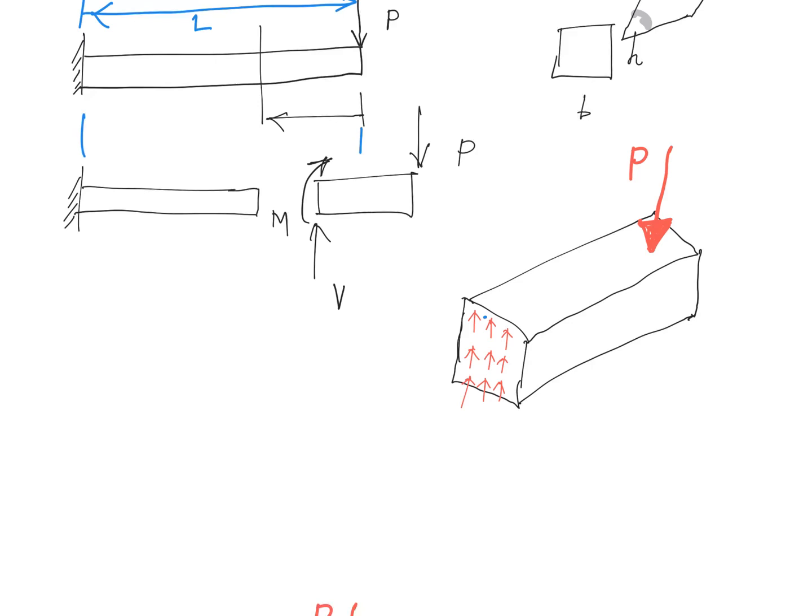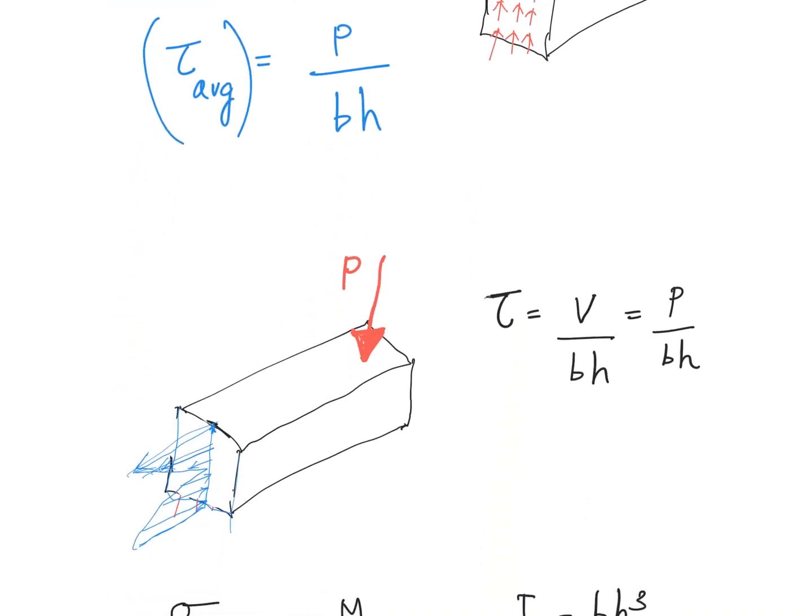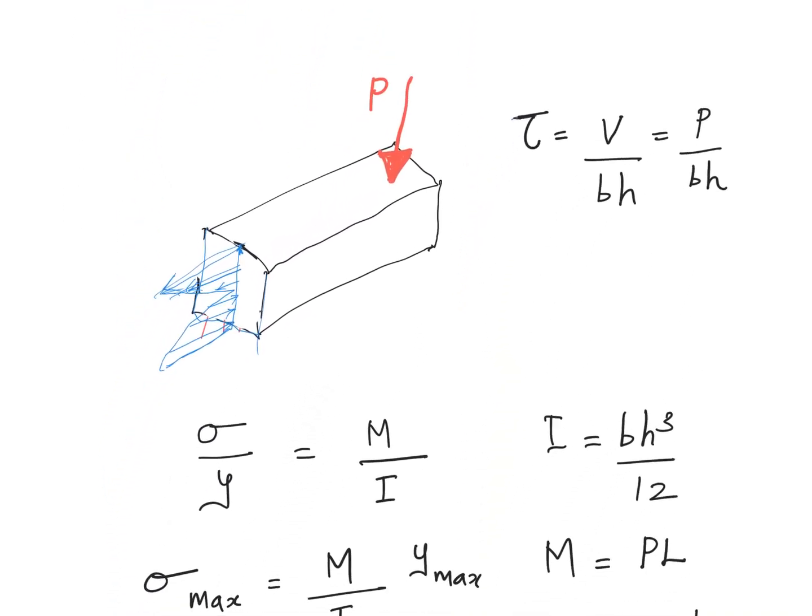I assume that it more or less acts uniformly across the cross section. That's a very crude assumption, but since our objective in this particular segment is to prove how small or how negligible shear stress is in a bending problem, I will call this shear stress average. Average shear stress will be the force divided by the area, which is P divided by BH. This is a very approximate expression, but for the time being we can live with this.